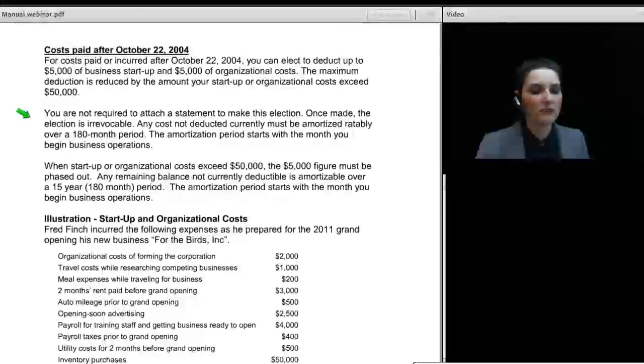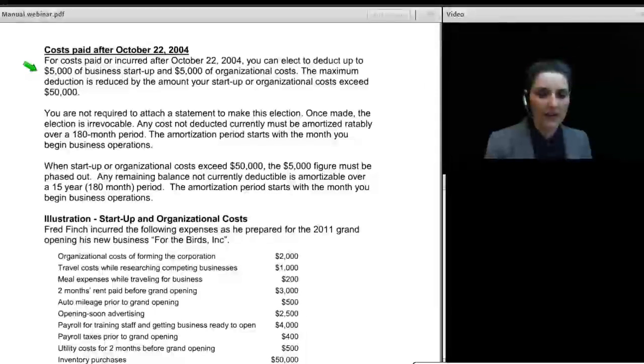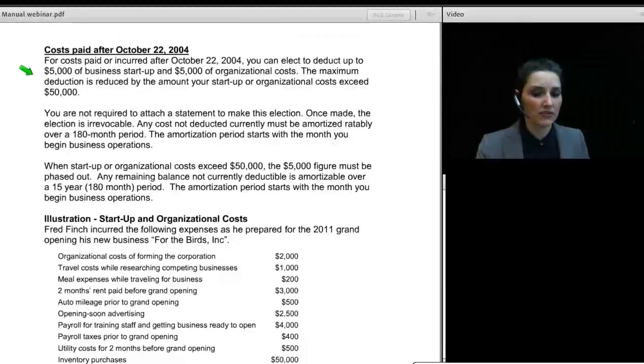Now, there is a little bit of a break for small business owners. Even though amortization is now 15 years instead of 5, there is this upfront deduction that you are allowed to claim that never used to be there. And the upfront deduction is a maximum of $5,000.